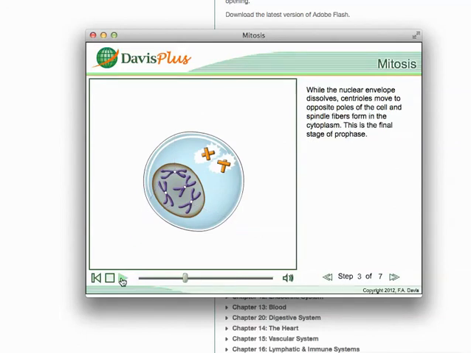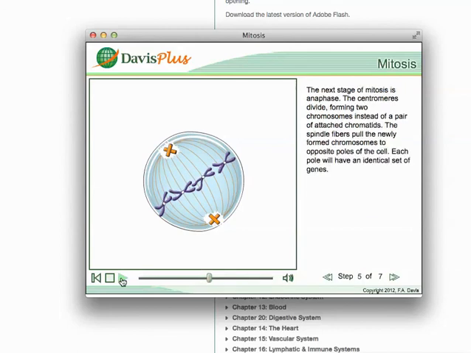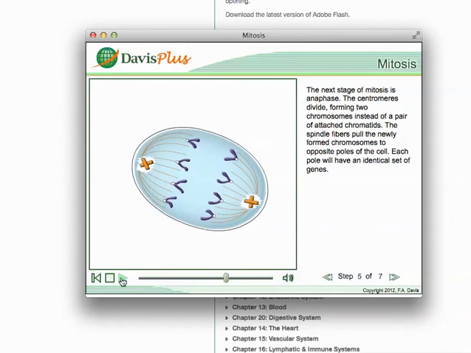The two chromatids join together in the middle at a spot called the centromere. While the nuclear envelope dissolves, centrioles move to opposite poles of the cell and spindle fibers form in the cytoplasm. This is the final stage of prophase. During metaphase, some of the spindle fibers attach to one side of the chromosomes, and the chromosomes line up along the center of the cell. The next stage of mitosis is anaphase. The centromeres divide, forming two chromosomes instead of a pair of attached chromatids. The spindle fibers pull the newly formed chromosomes to opposite poles of the cell. Each pole will have an identical set of genes.